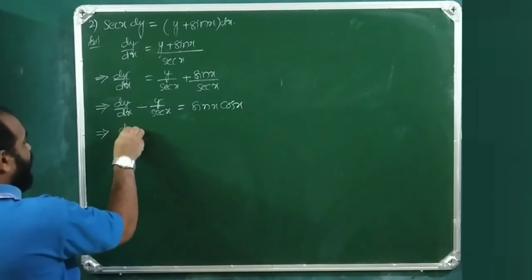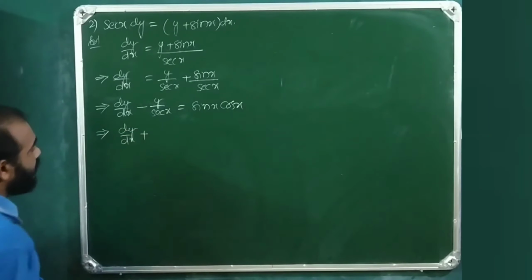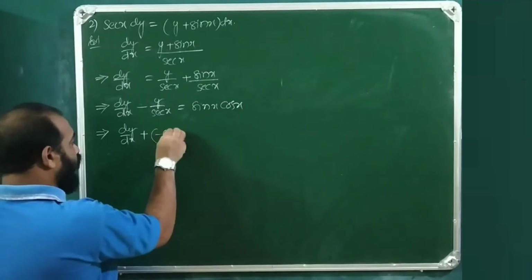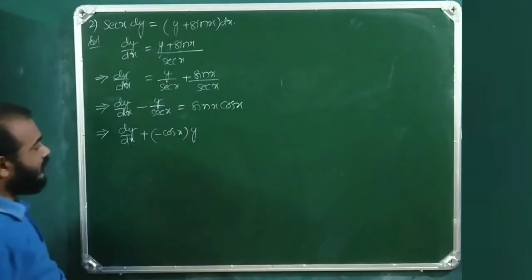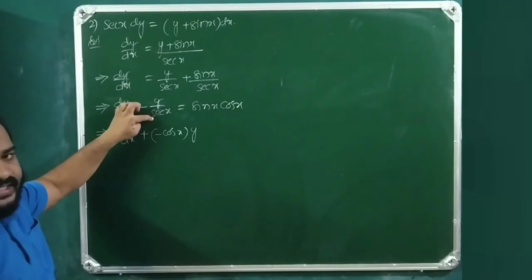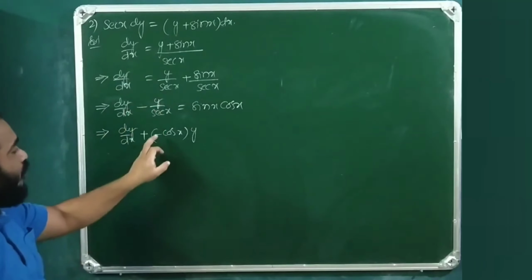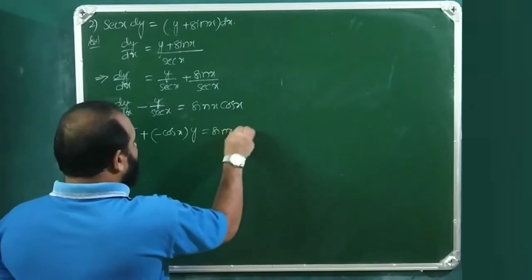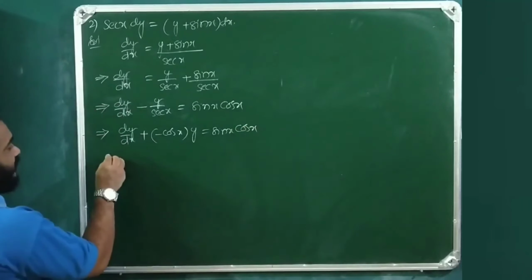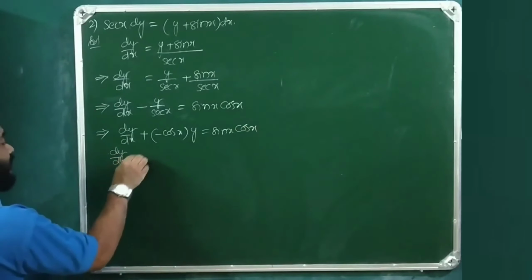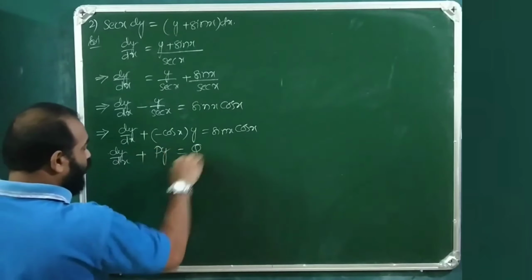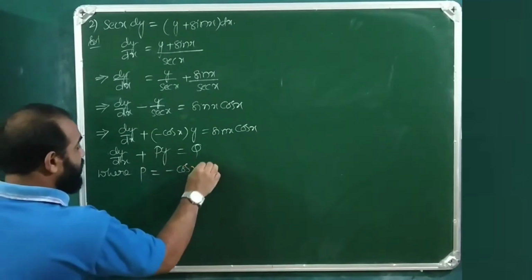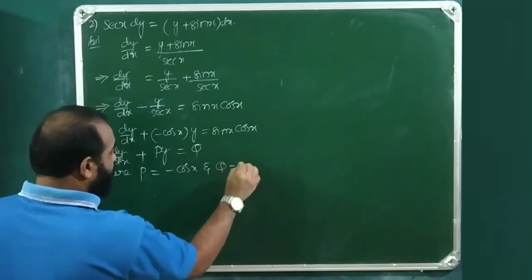So this is dy by dx plus, since 1 by secant x is cos x, minus cos x into y, is equal to sin x into cos x. This is clearly of the form dy by dx plus py equals q, where p is equal to minus cos x and q is equal to sin x into cos x.